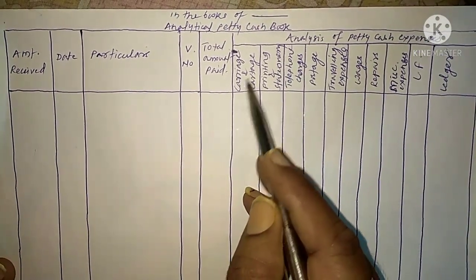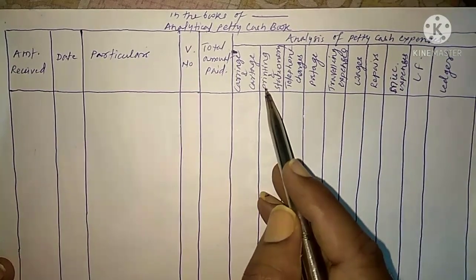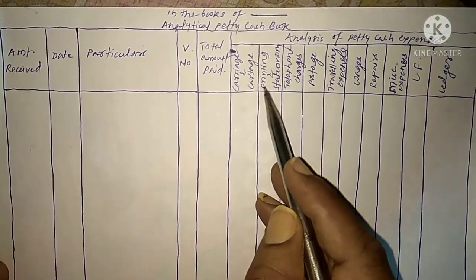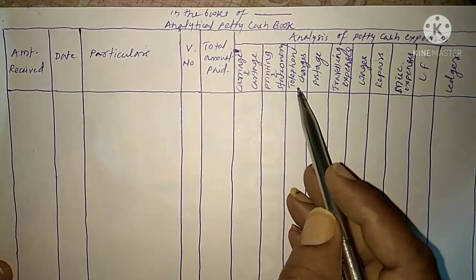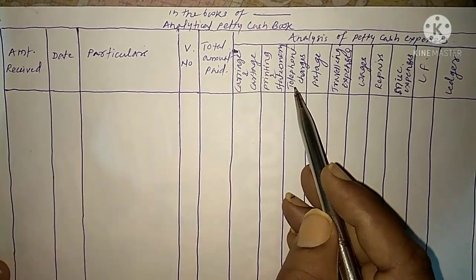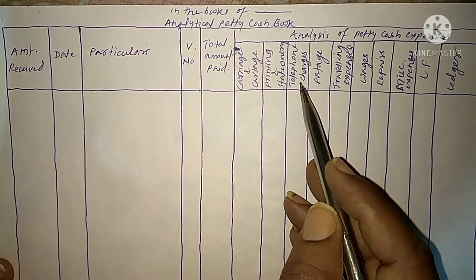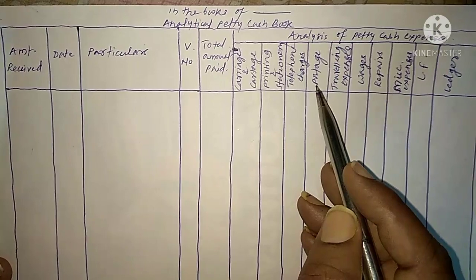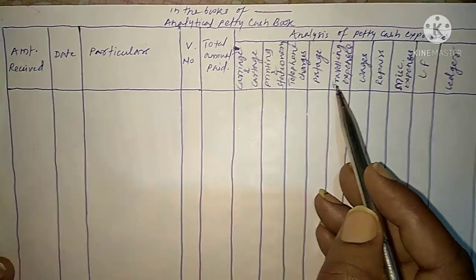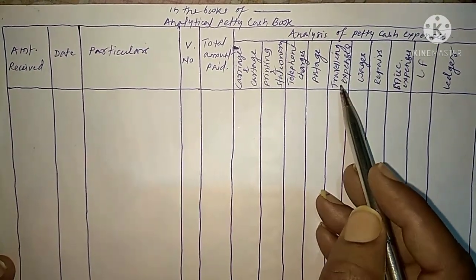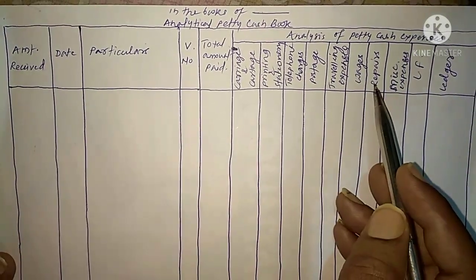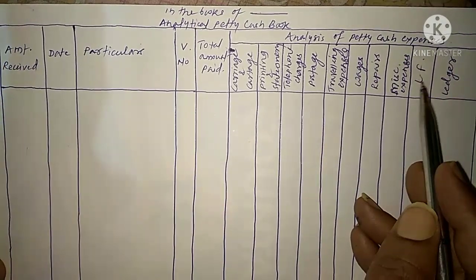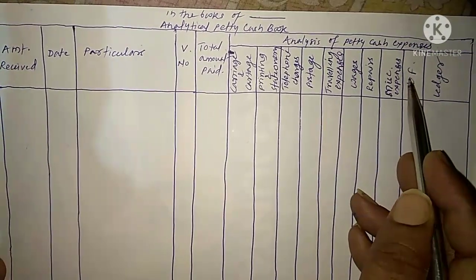Carriage का मतलब होता है भाड़ा, and this second accounting head is the printing and stationery, and then third accounting head is the telephone charges, and fourth is the postage, then traveling and conveyance, wages, repairs, miscellaneous expenses, means sundry expenses, then LF, and then ledger.